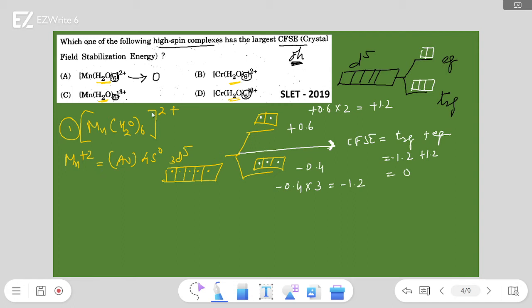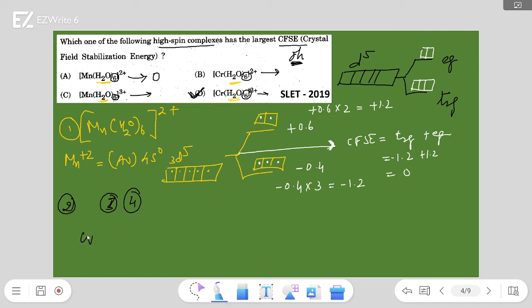I hope you are getting it. Similarly, I have to count the CFSE values for all, and the option which carries the highest value will be my answer. I am leaving options 2, 3 and 4 for you to calculate from your own side. I will wait for your answer in the comment box, and let us just pick the answer so it becomes easier for you to solve. Option D is the correct answer.